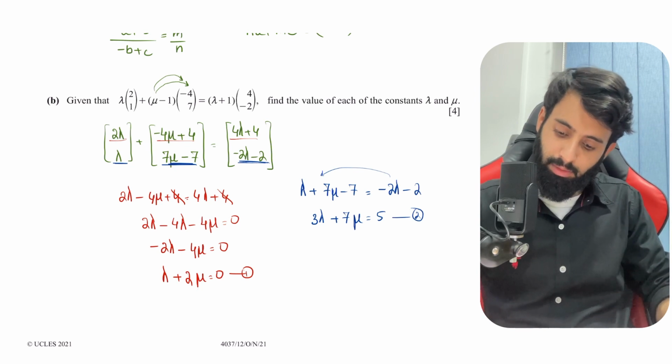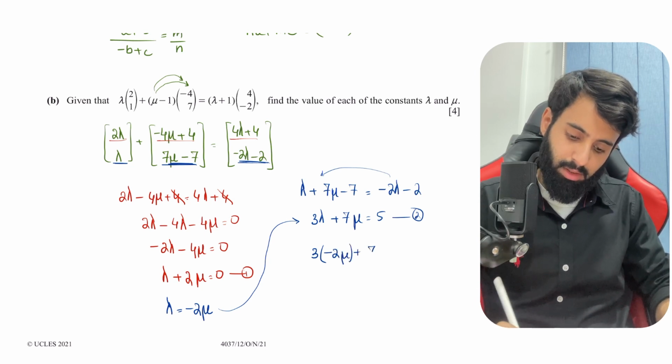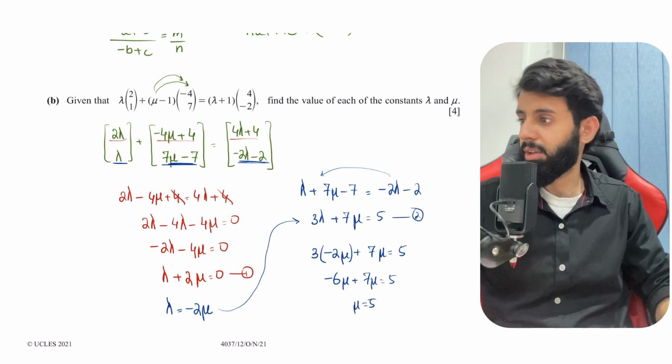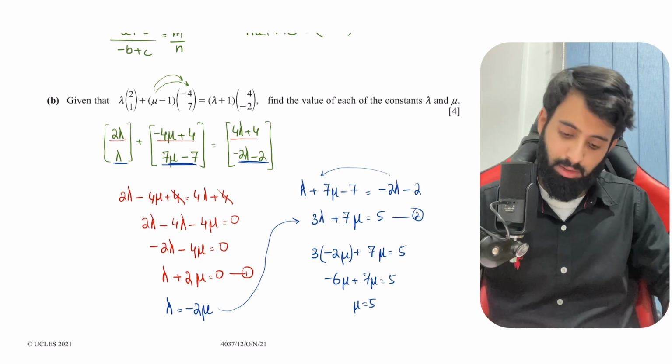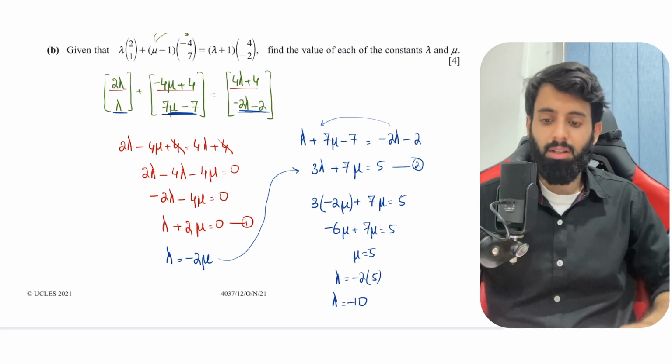Now from this equation I can make lambda the subject, so lambda is going to be equal to minus 2 times mu, and plug it in over here. So now I have 3 times minus 2 mu plus 7 mu is equal to 5. So minus 6 mu plus 7 mu is equal to 5, which means that mu is equal to 5. And that, I believe, is the correct answer. Now if you want lambda, it's just minus 2 times 5, which means that lambda is equal to minus 10, and that's it.